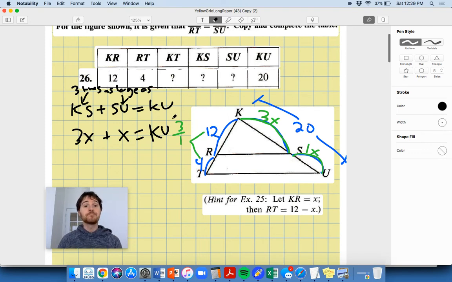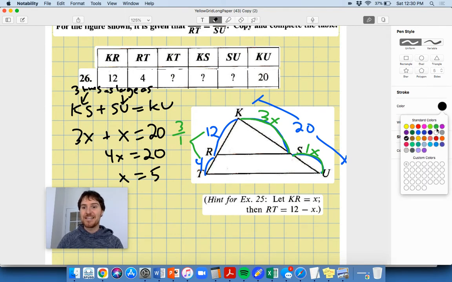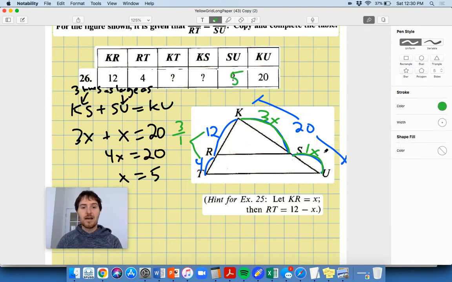So Ku, I wrote Ku a second ago, I didn't mean to do that, because what do I know about Ku? Ku is actually 20 here. So let's solve this problem. 3x plus x, that's 4x, and that equals 20. Divide both sides by 4, and I get x equaling 5. So what does that tell me about one of the two things I'm trying to find? Su is going to be 5, because 1x equals 5.